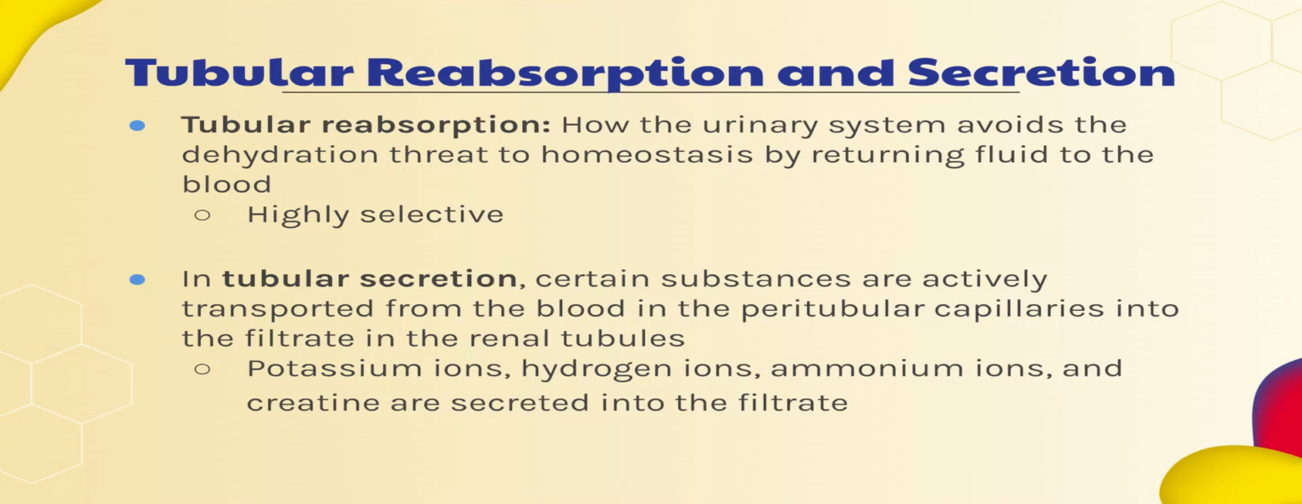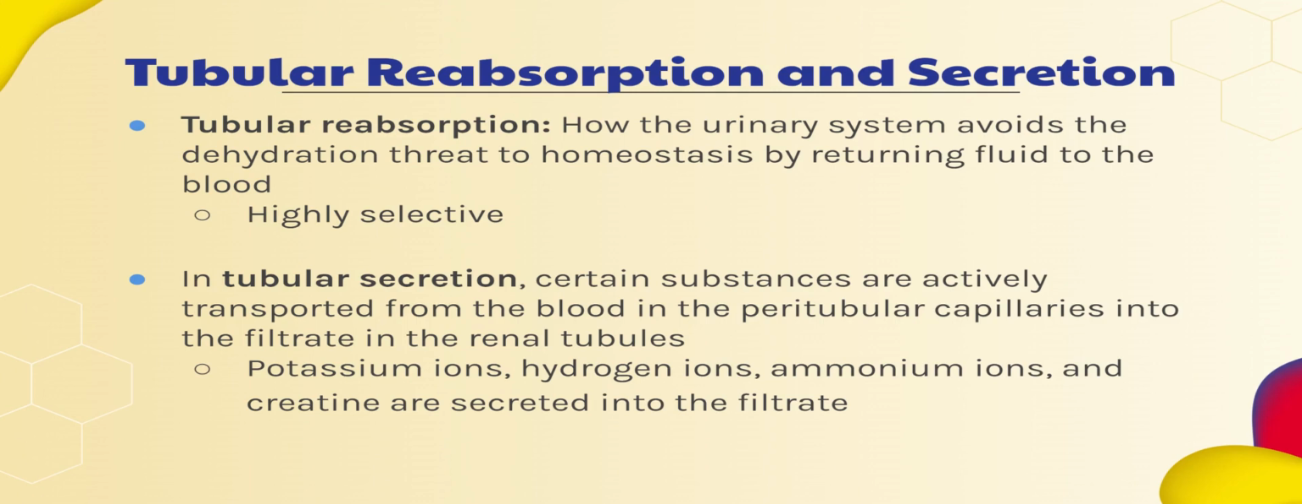Tubular reabsorption is how the urinary system avoids the dehydration threat to homeostasis by returning fluid to the blood. Unlike glomerular filtration, tubular reabsorption is highly selective. Metabolic wastes, surplus salts, and excess water are kept as part of the filtrate and are excreted as urine. Glucose, amino acids, and other needed substances are returned to the blood.